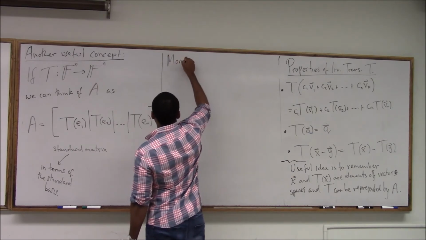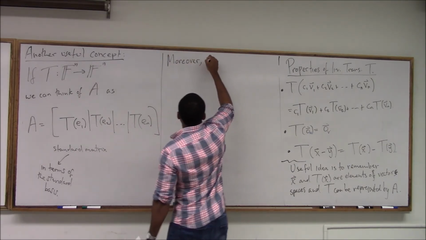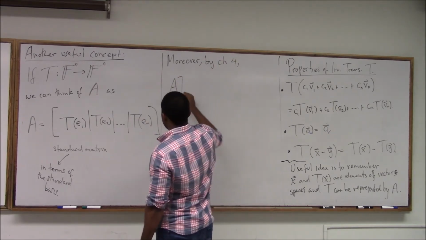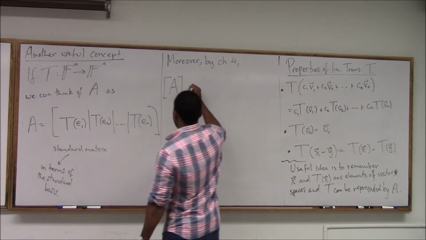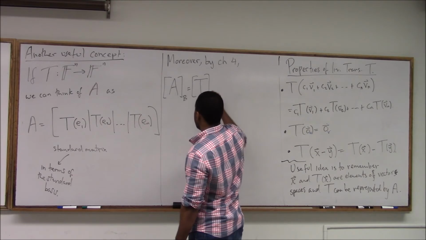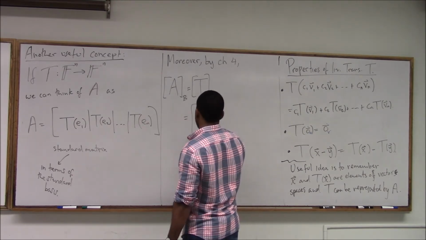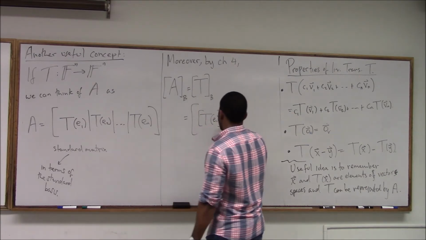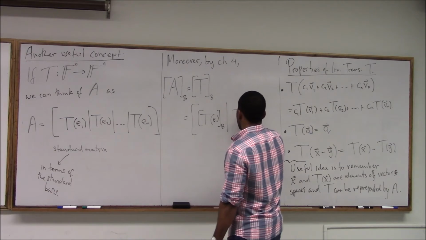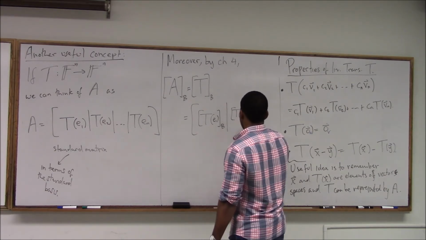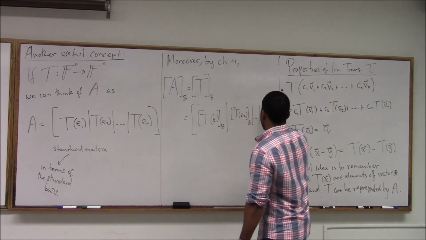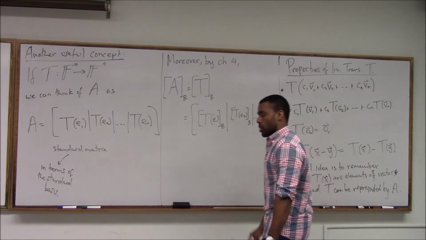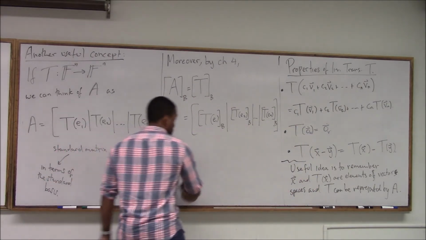Moreover, by stuff we saw in chapter 4, I can also talk about that matrix being in terms of a basis B, which we usually say T is written in terms of B, and that will be the matrix of T of the basis vectors in terms of B. So you can always change the basis if it's convenient for you. And that's how you'd actually construct it.